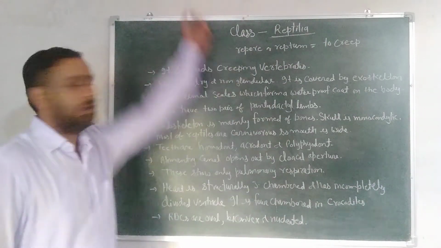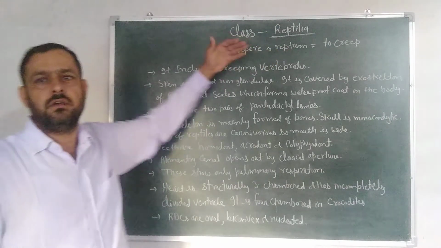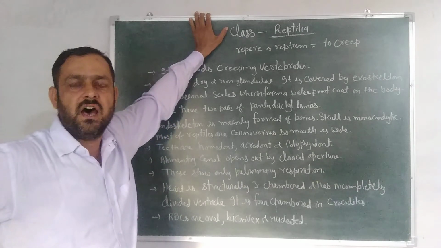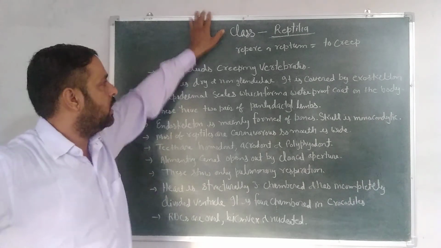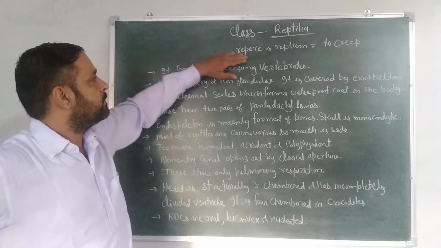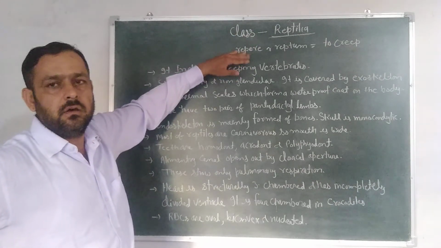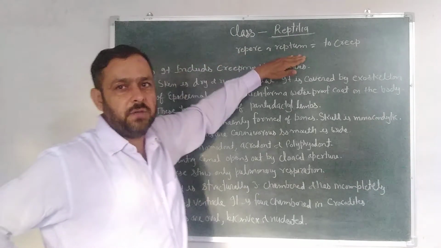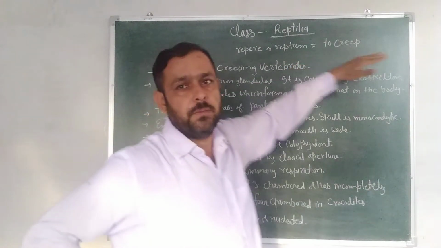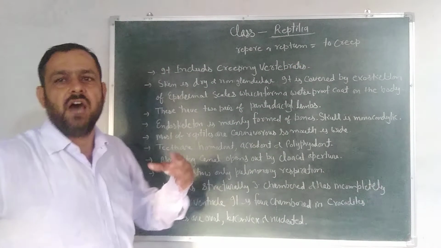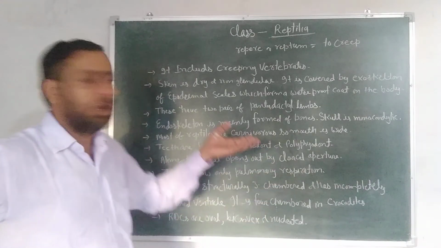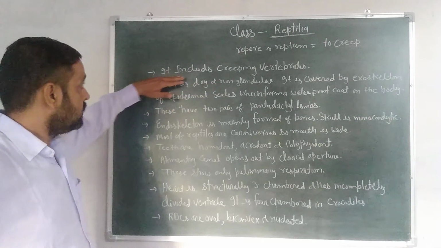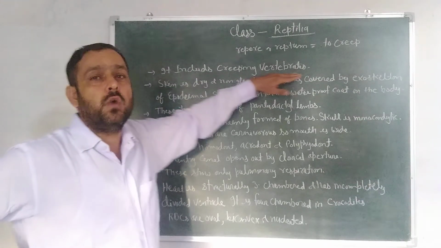Reptilia, as we discussed earlier, in biology or in science, maximum words are Greek or Latin. So we translate it into English. Reptilia is derived from the word repere or reptum, which means to creep, meaning the animals which locomote by creeping. So we can say the first character of Reptilia is that it includes creeping vertebrates.